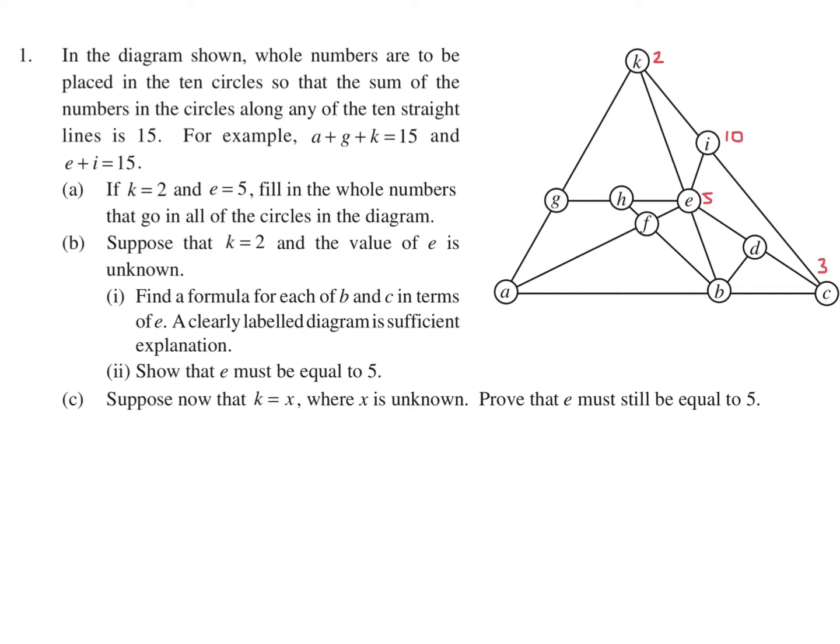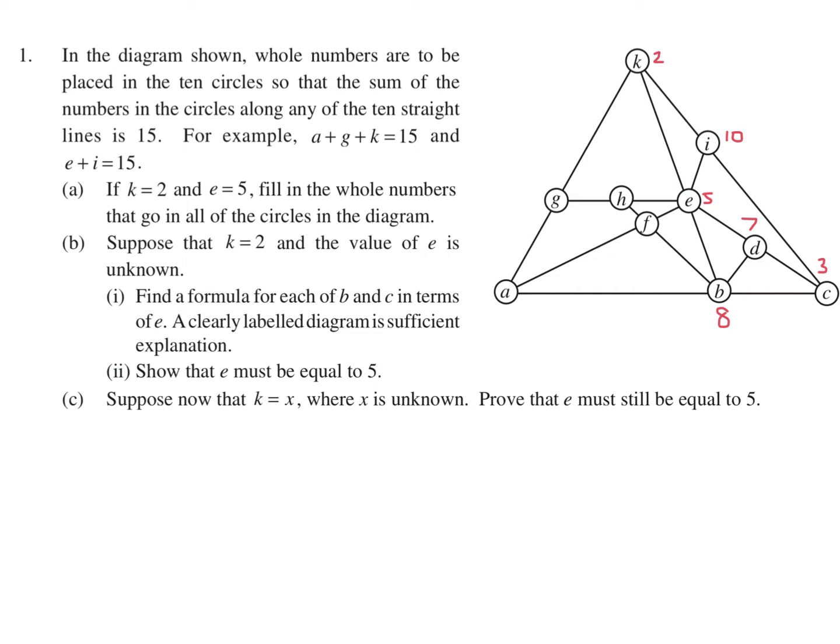Where do I go next? This one, those three have to add up to 15. 5 plus D plus 3 is 15, so D must be 7. This is a straight line, so 7 plus B is 15. That means B must be 8. And you just keep going like this.